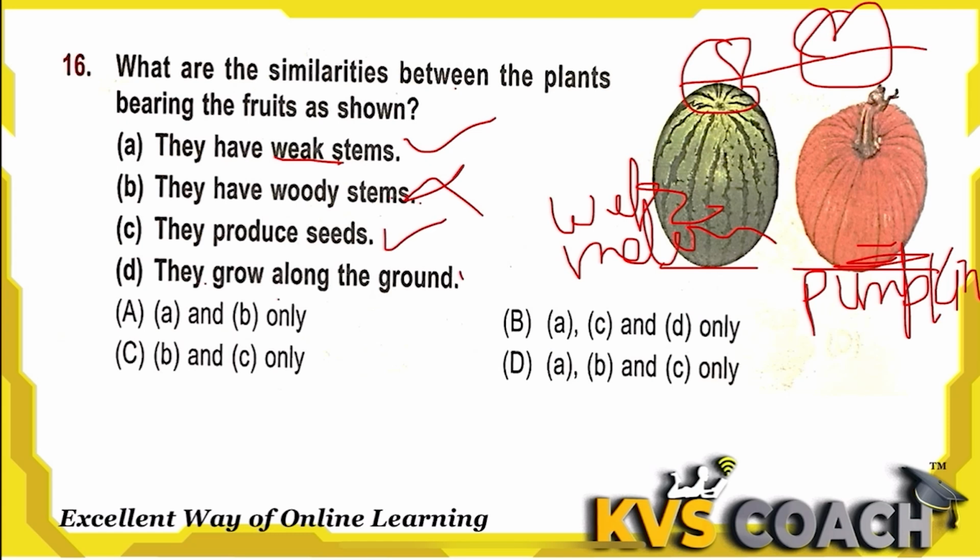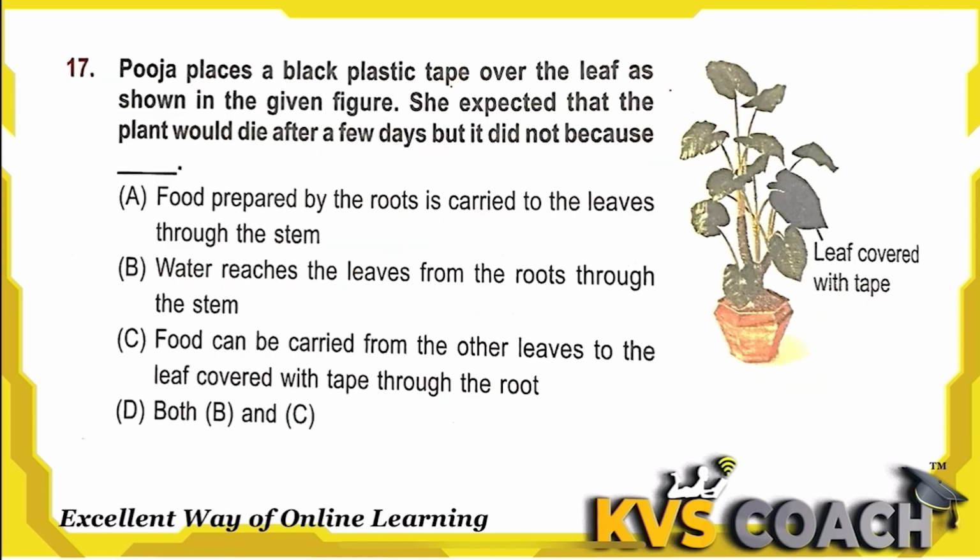They grow along the ground. This is also correct. It means option B is the only one which is not correct. It means A, C, D. Option B is the right answer.